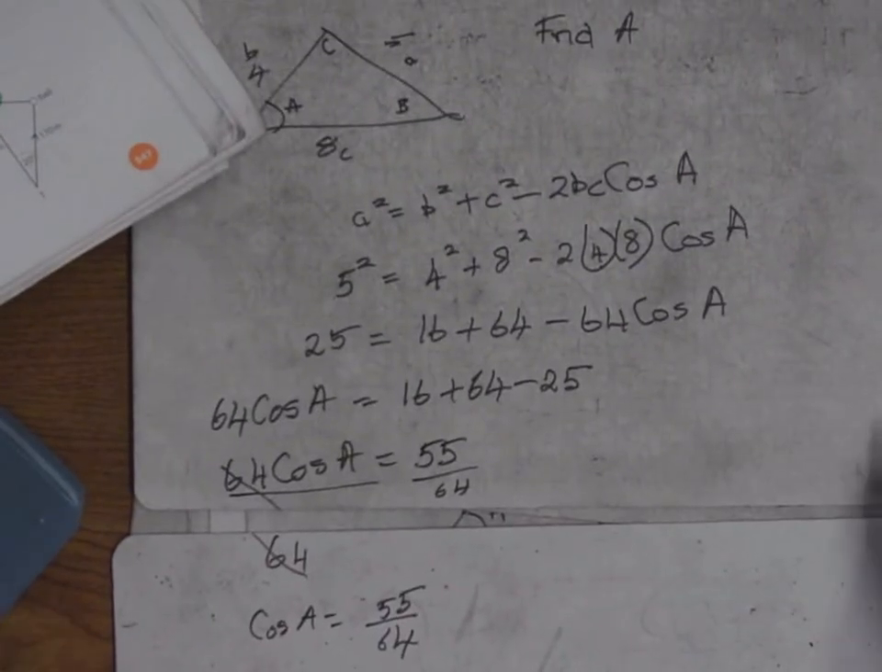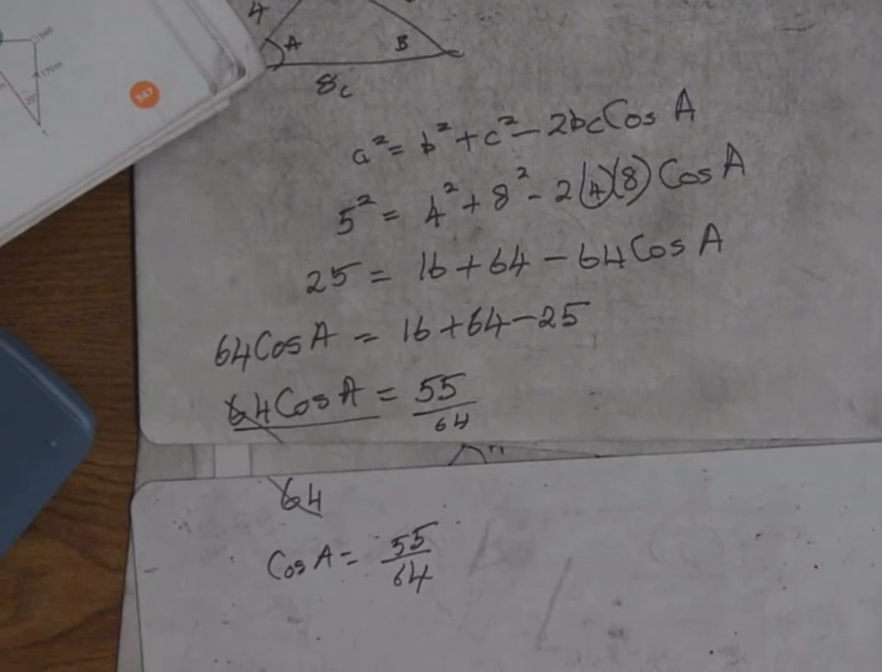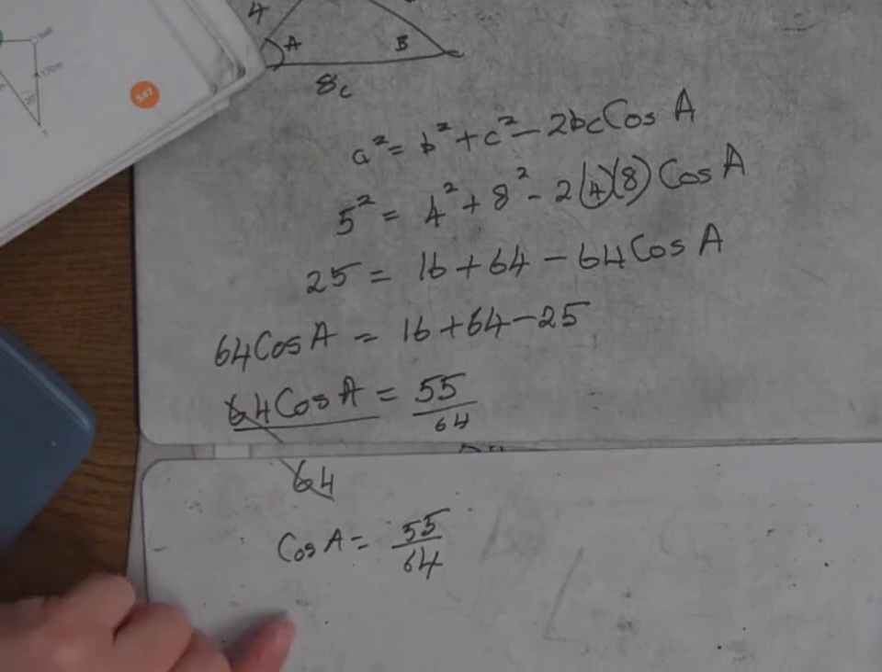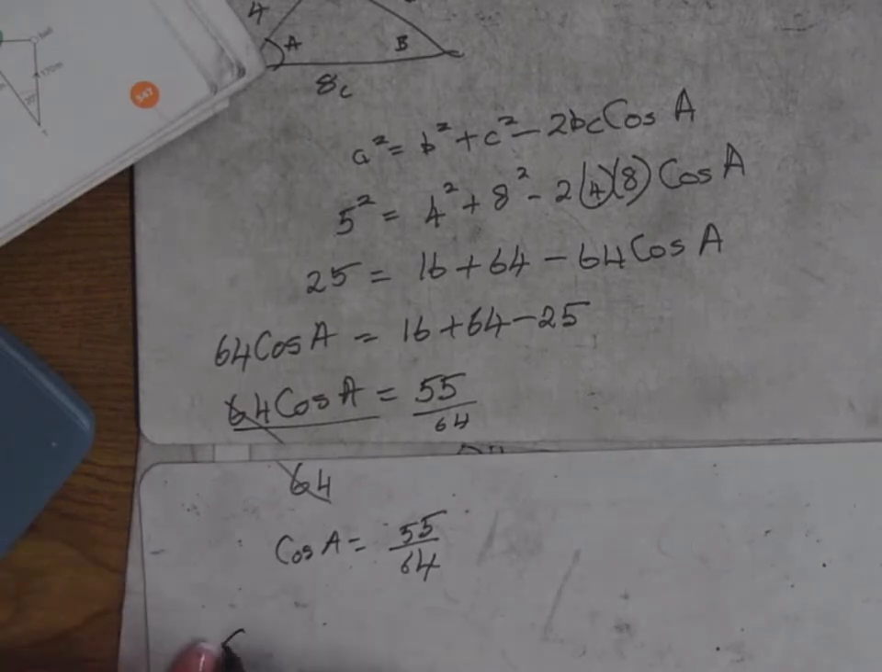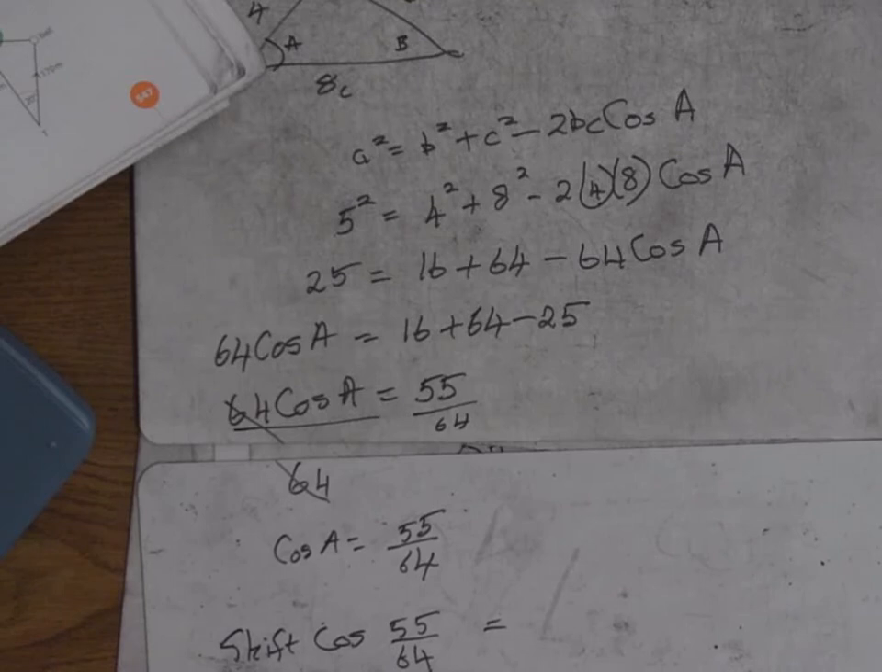When you're missing the angle, what do you always press? Shift, yeah. So you go shift cos 55 over 64 and then equals on your calculator, and that will tell you that angle A is 56 degrees when you round it to the nearest whole number. It's 55.77, but when you round it up it's 56.